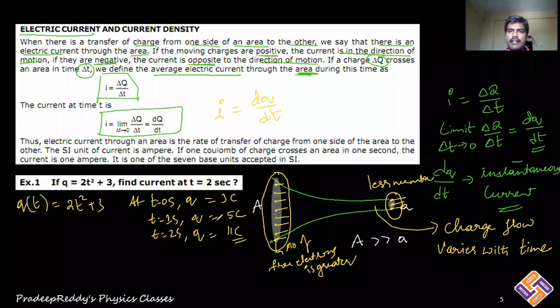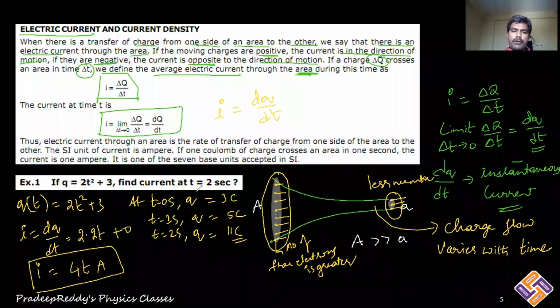In such cases, you can find the instantaneous current. At whatever particular time, you can find the current using the expression I equal to dq by dt. Just differentiate this expression: 2 into 2t plus 0. So the net current I will be equal to 4t ampere.